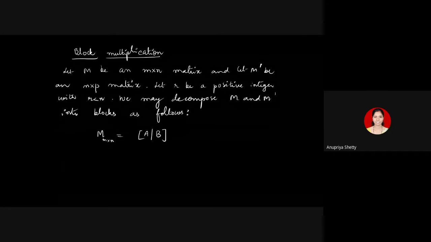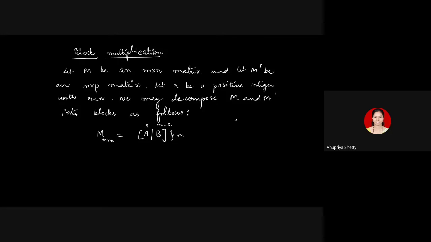So let the first block have R columns. Then what will be the number of columns in B? Total number of columns in M is N, and I'm dividing this matrix after R columns. So how many columns does B have? N minus R? Yes, N minus R. The total number of columns has to be N. And the number of rows in A and B is the same, that is M. The first block is called A now, and the second block is B.